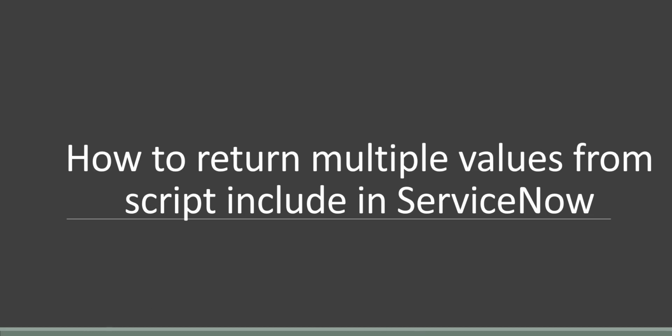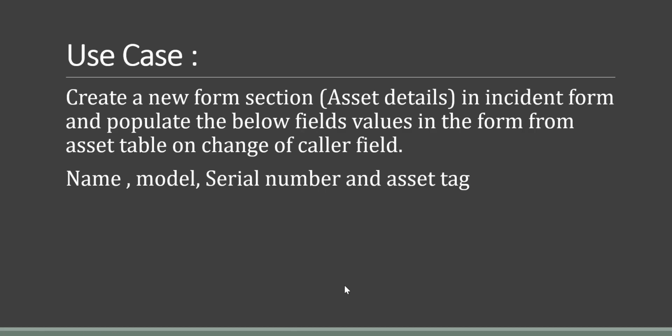ServiceNow. For implementing this, we'll take one use case today, and the use case is to create a new form section, the name will be asset details, in the incident form and populate the below field values in the form from the asset table on change of the color field. And the fields are name, model, serial number and asset tag.